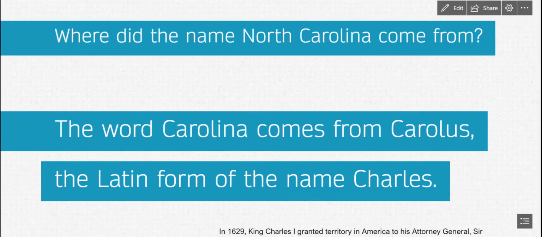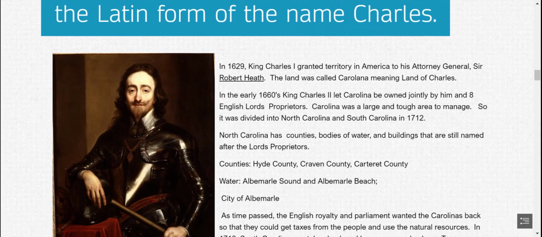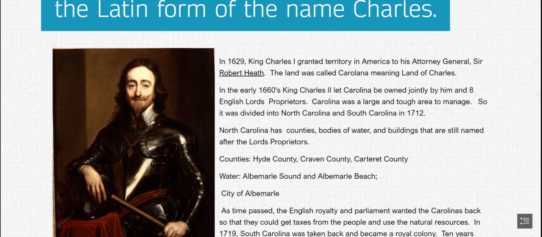Well, where did the name North Carolina come from? The word Carolina comes from Carolus, the Latin form of the name Charles. In 1629, King Charles I granted territory in America to his Attorney General, Sir Robert Heath. The land was called Carolina, meaning land of Charles. In the early 1660s, King Charles II let Carolina be owned jointly by him and 8 lord proprietors. So it was kind of the king and these men who owned big pieces of Carolina.